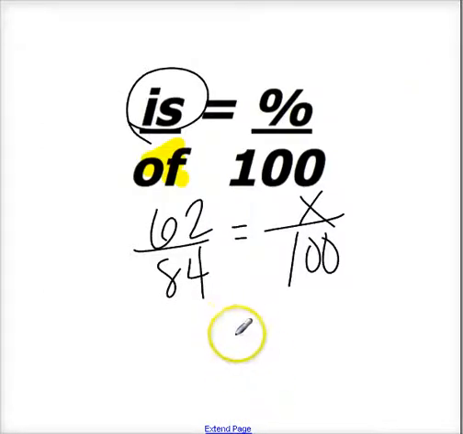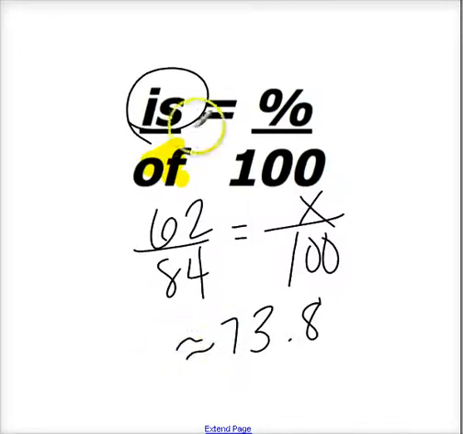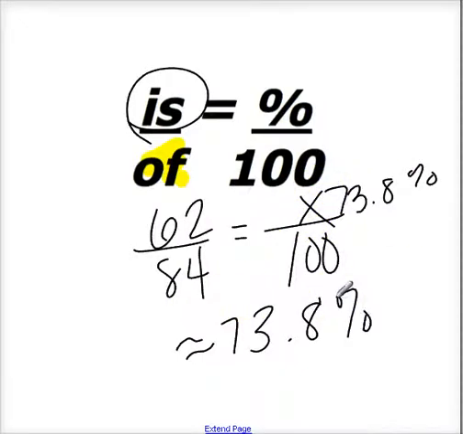Looks like I get a decimal, so I'm just going to round this one. 73.8, about. So 62 is about 73.8% of 84. So if you're solving for a percent, you need a percent sign.